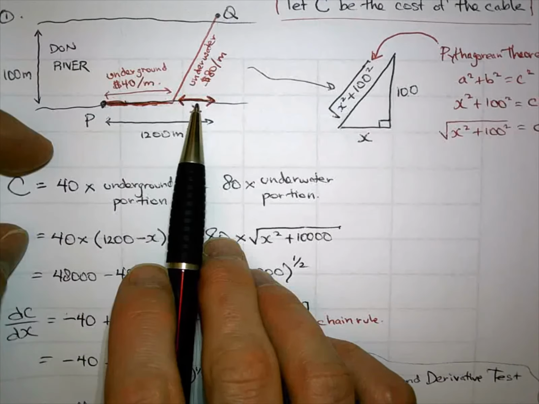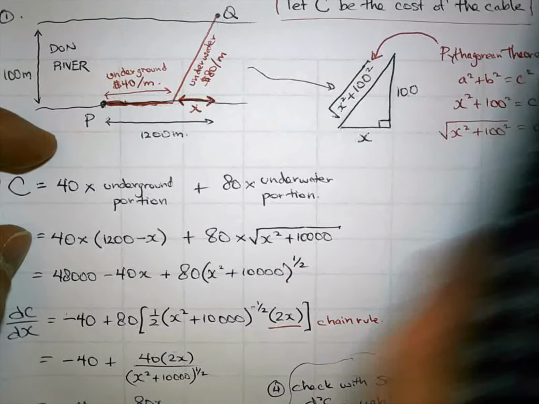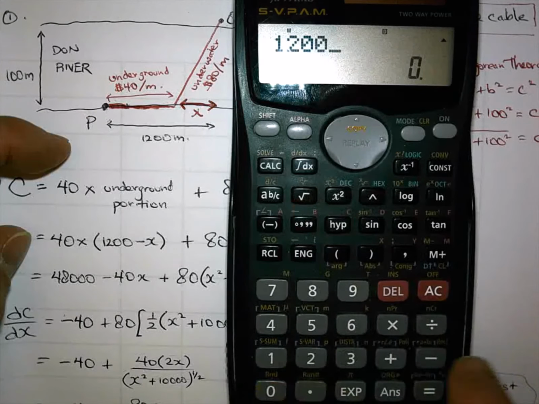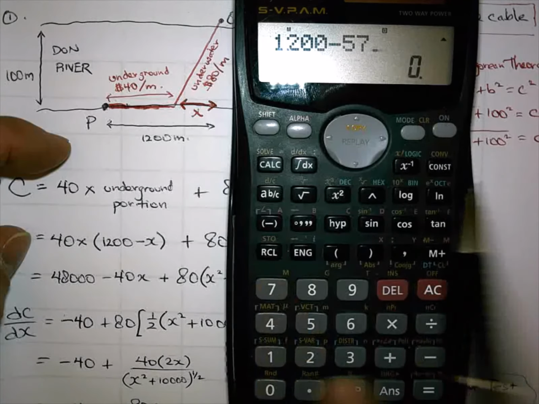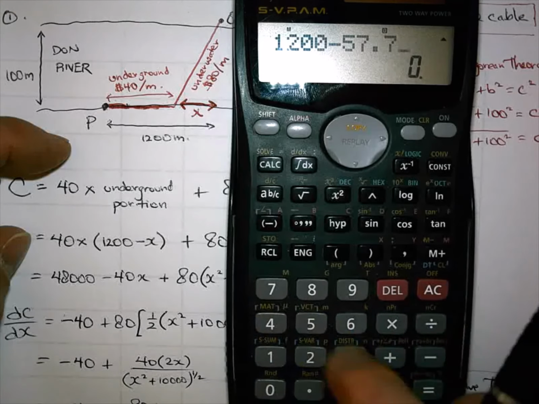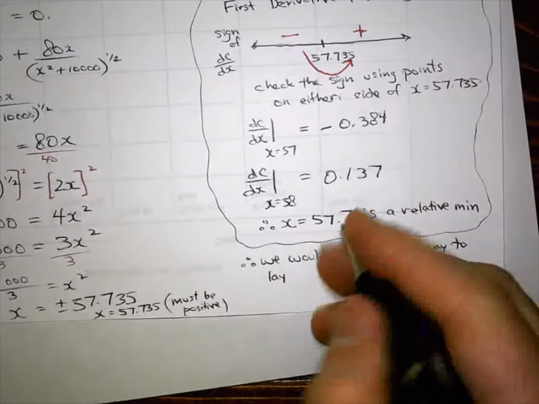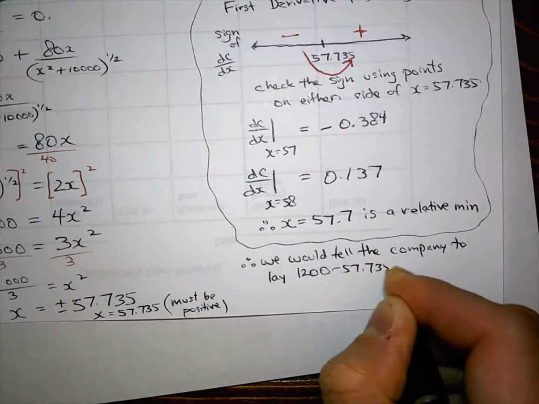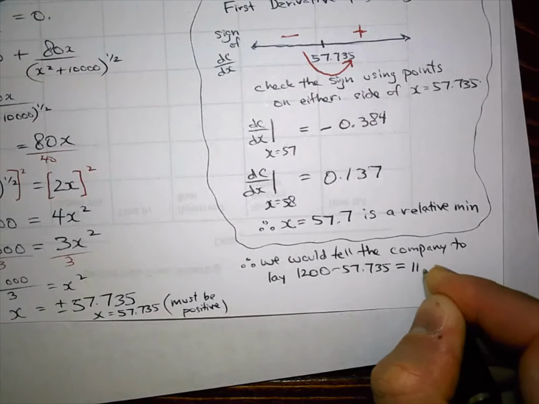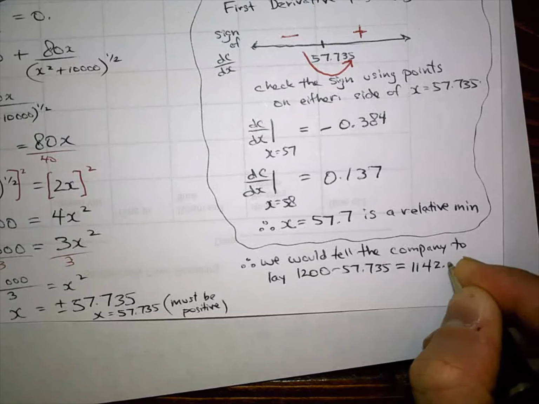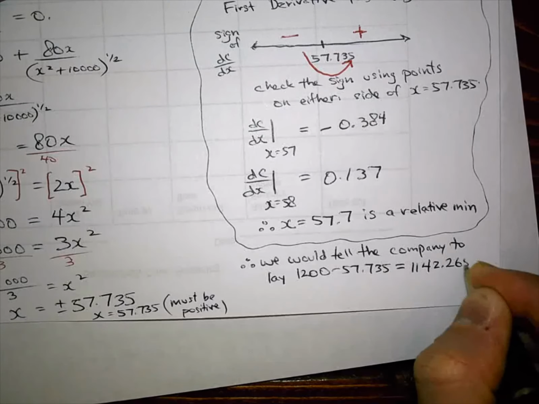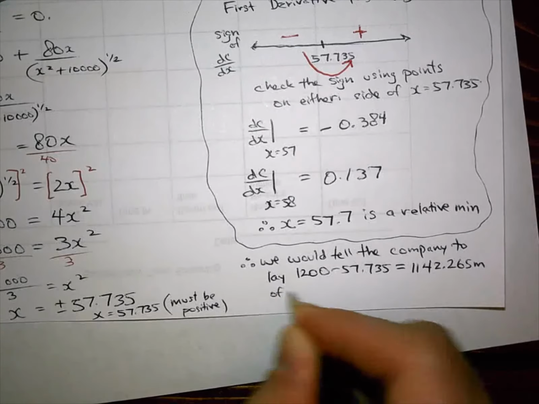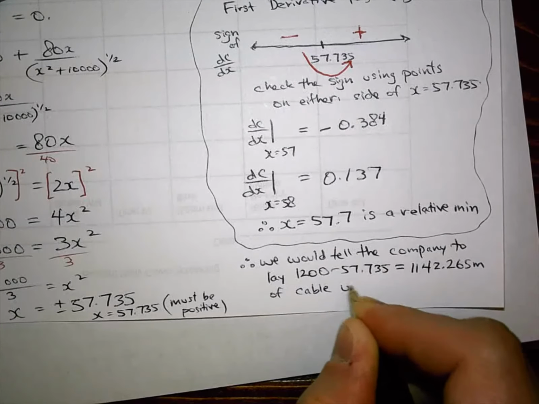Okay, so this is going to be 57, so it's going to be 1200 minus 57.735. So we lay 1200 minus 57.735 equals 1142.265 meters of cable underground.